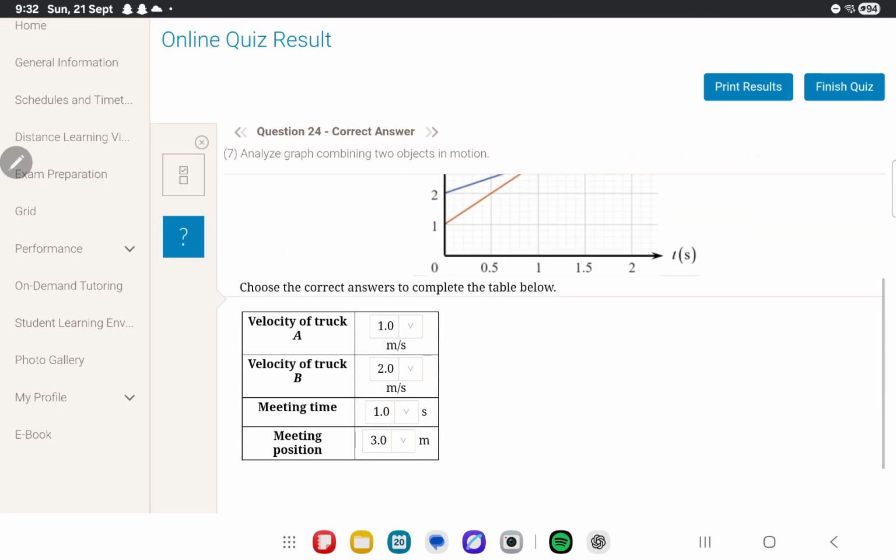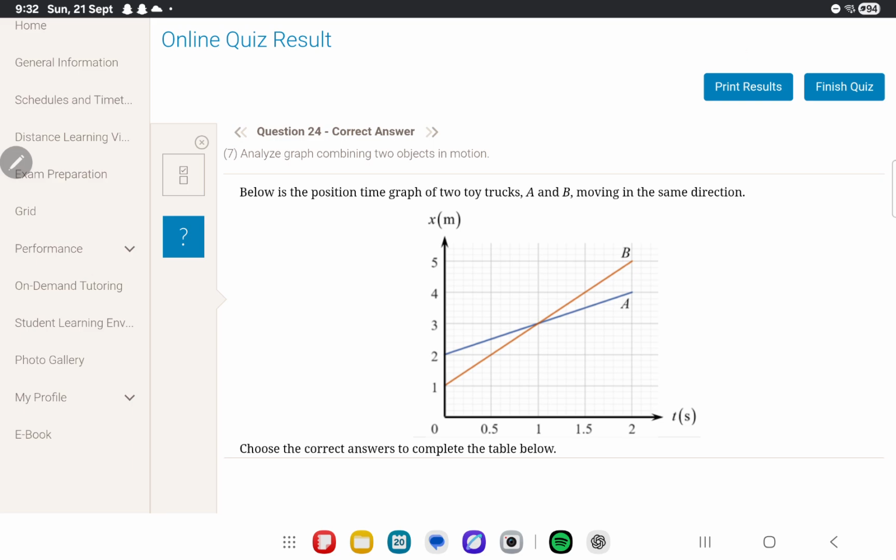Question 24. This is very easy. Velocity of the truck A. Remember, the velocity is the average. The average velocity equals the instantaneous velocity on a straight line. So we can take this point here, and we can take this point here.